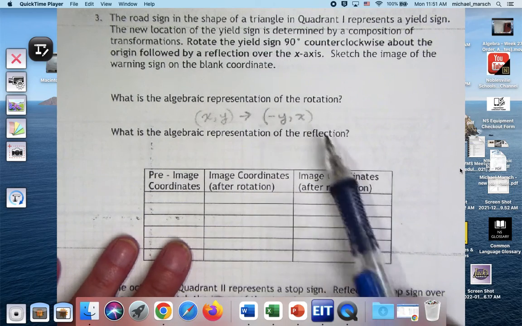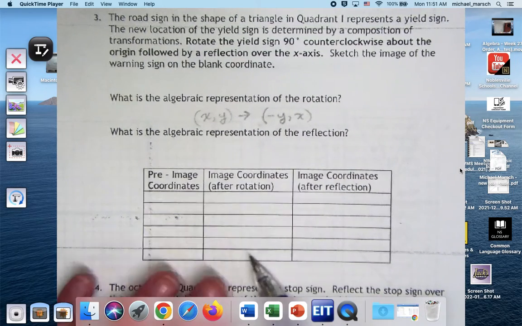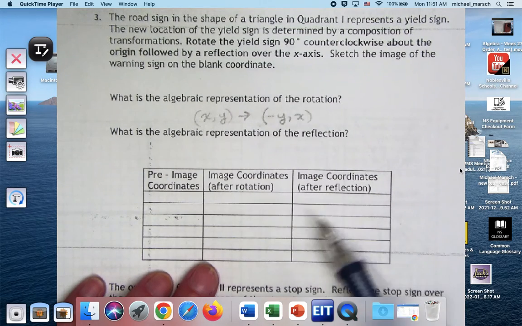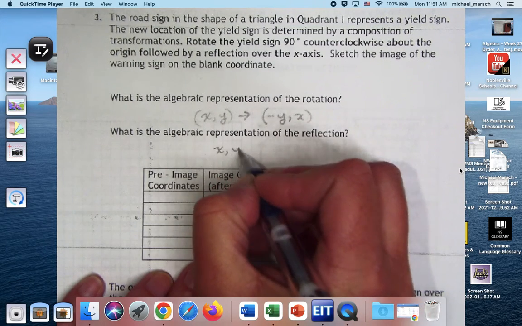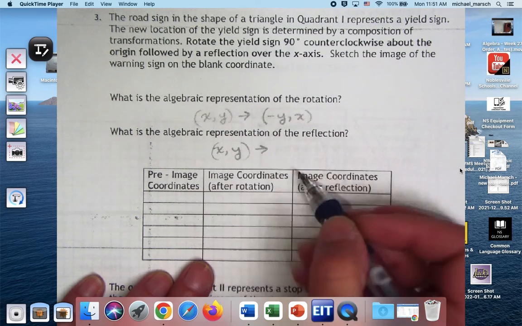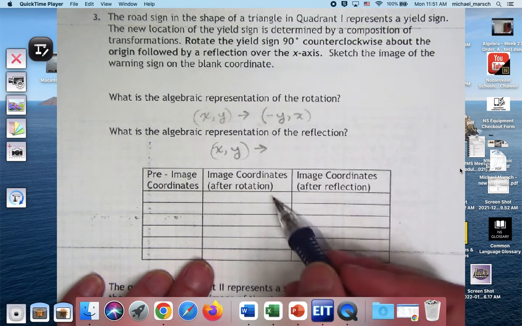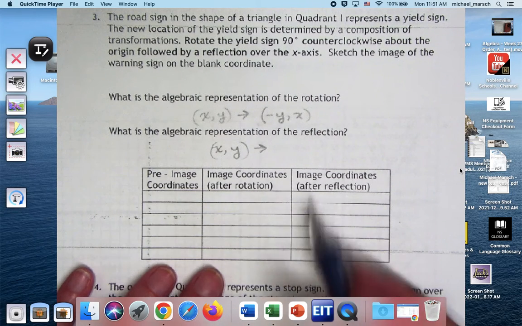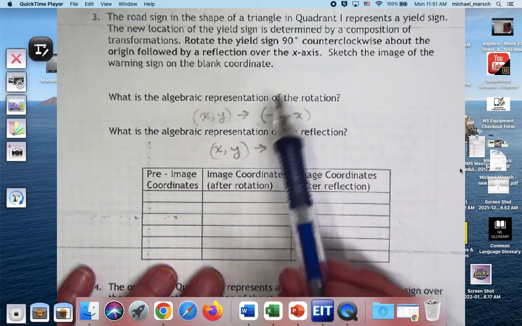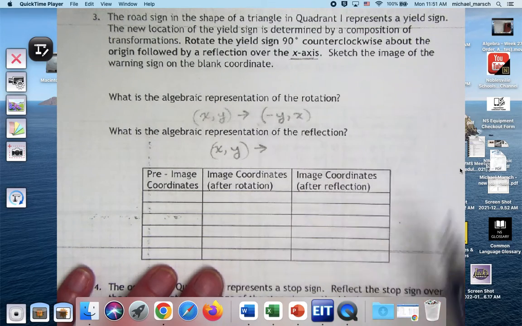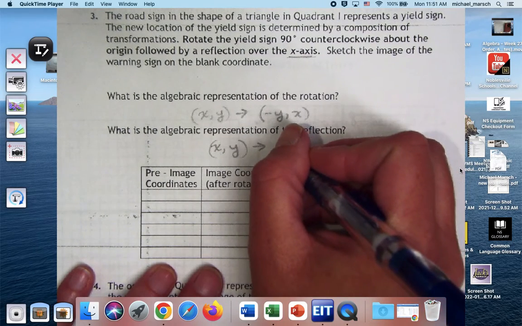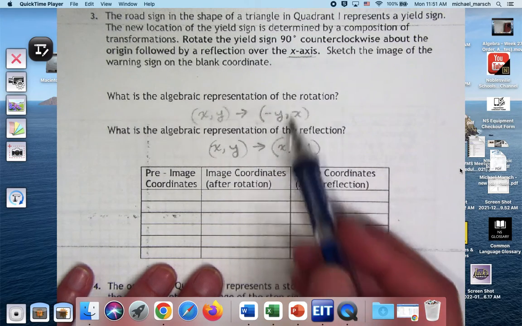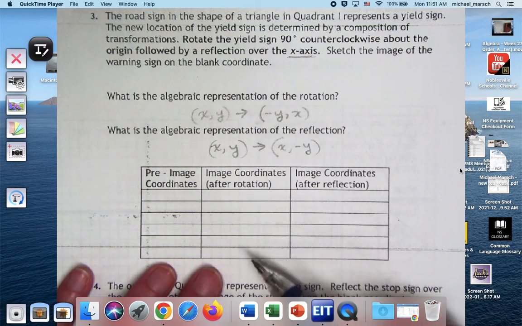So then after I've done this algebraic transformation, I'm going to reflect over the x-axis. So who can tell me what that will look like? Once I have these ordered pairs, what will I do to them to get to the final image values? Over the x-axis: (x, y) goes to (x, negative y). X opposite y, right? The x stays the same if I'm flipping over the x-axis.